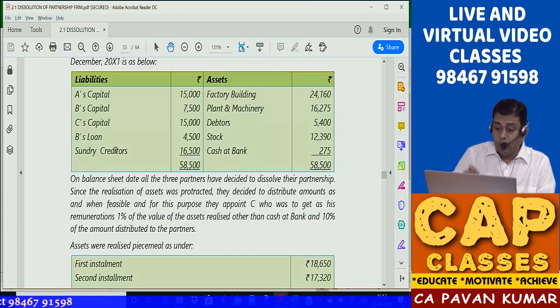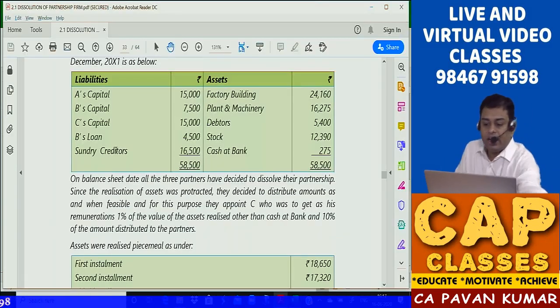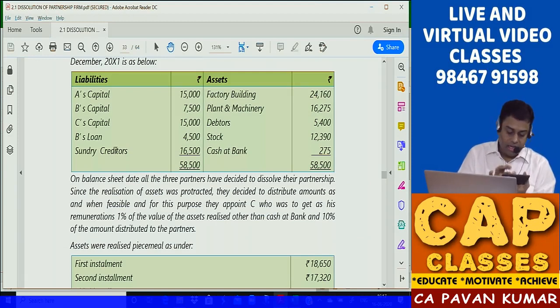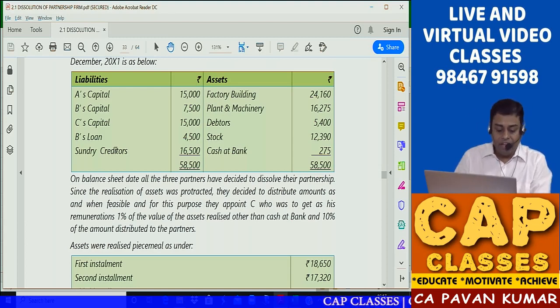Realization amount is how much? 18,650. Take calculator. 18,650 plus 275 cash you have. So 18,925 is available.